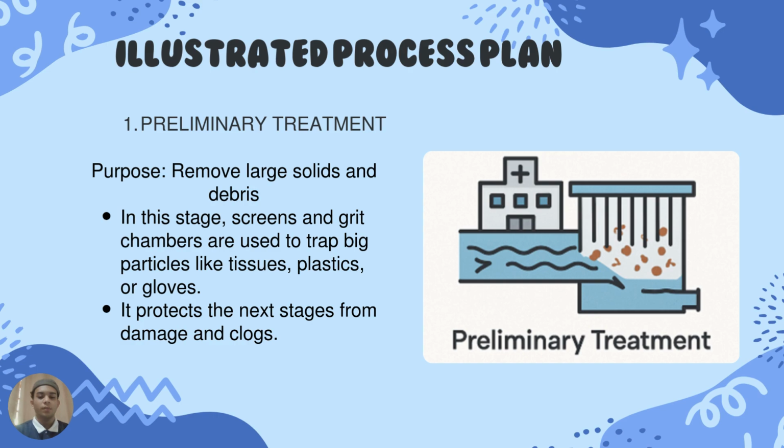Okay, next I'm going to explain about my illustrated process plan. So for the preliminary treatment, its purpose is to remove large solids and debris. Okay. In this stage, screens and grit chambers are used to trap big particles like tissues, plastics, or gloves. It protects the next stages from damage and clogs.